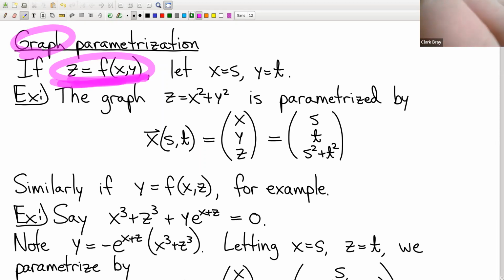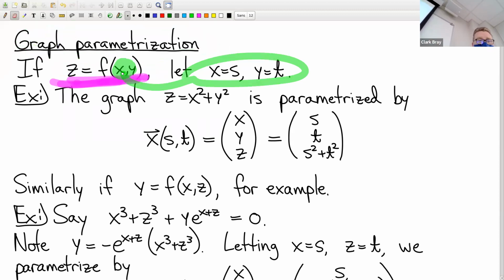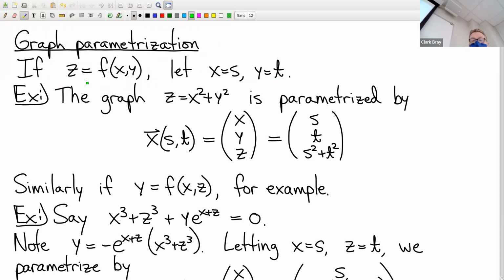then the move, what I call the graph parameterization, is to take your two input variables, and let them be your parameters. That's the move right there. And then you'd be amazed. Everything just falls into place. It's this one move. Whatever your input variables are, those are your parameters. Okay, let me show you how this plays out and how everything just magically falls into place.